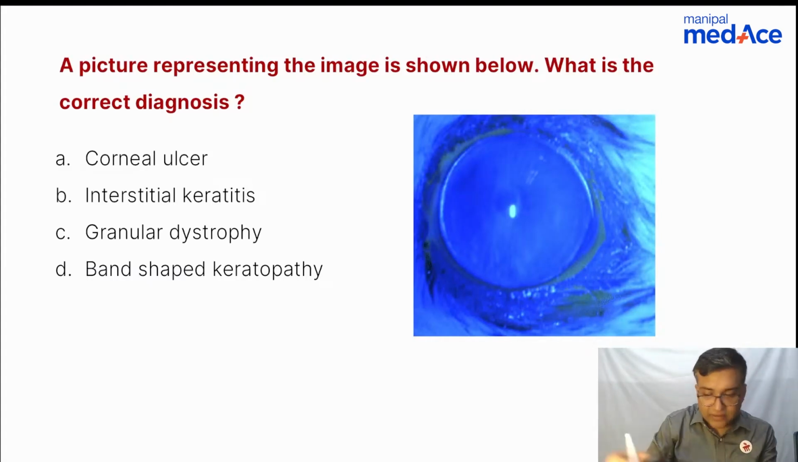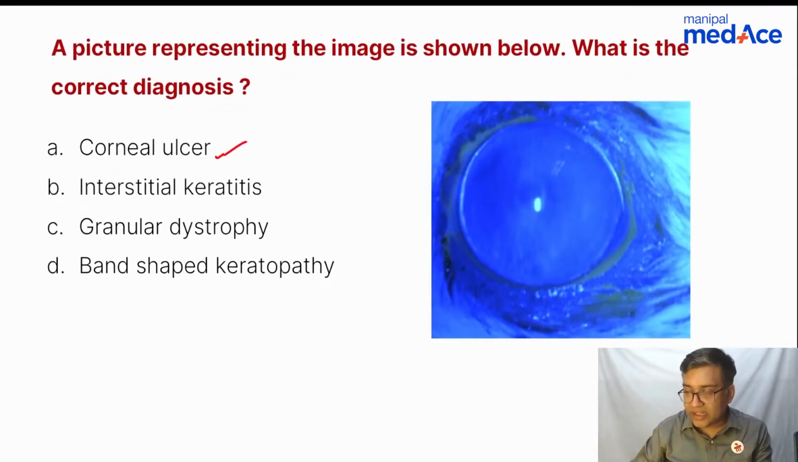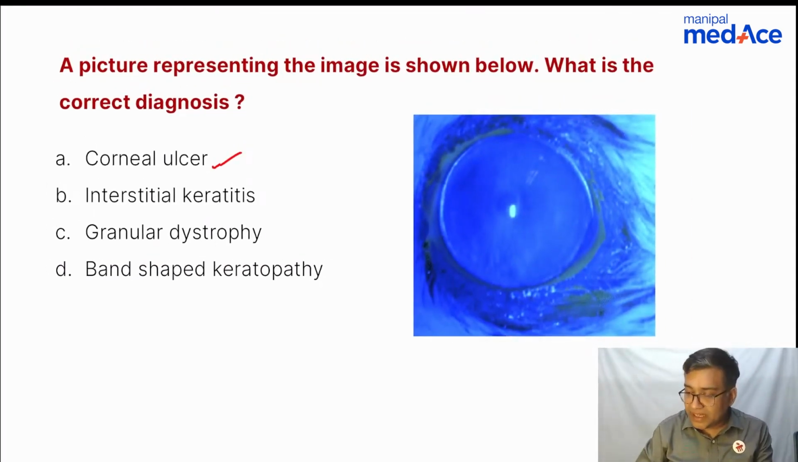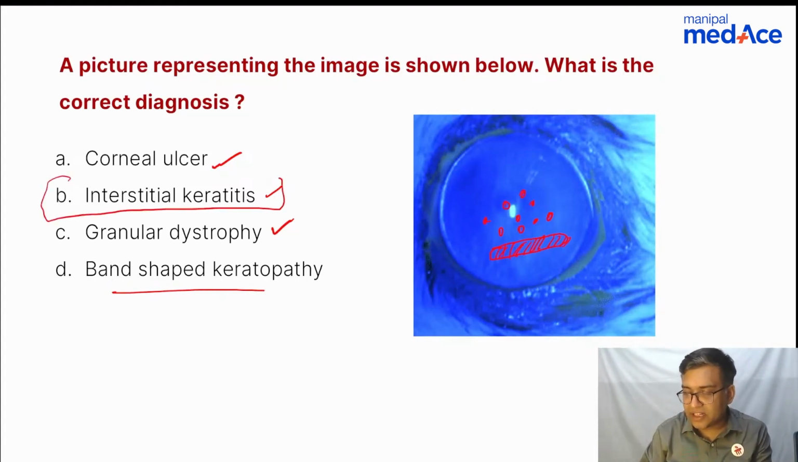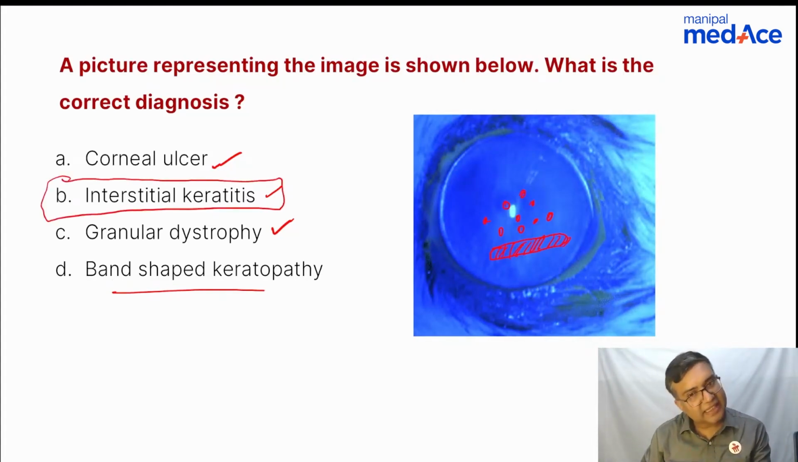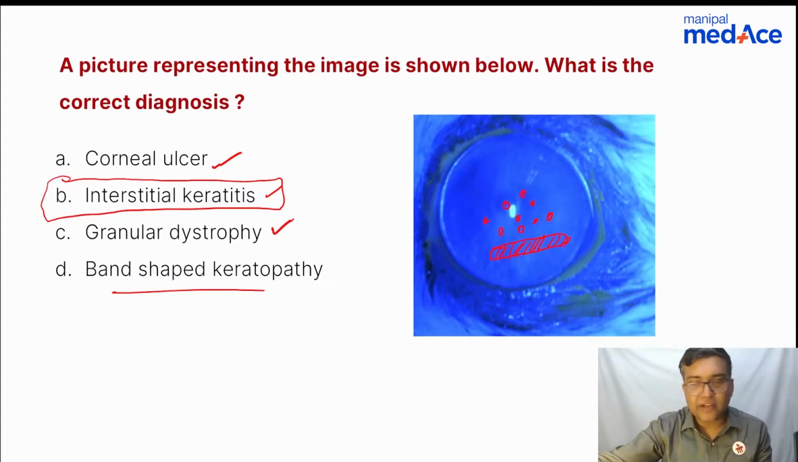Corneal ulcer, whenever you are seeing a corneal ulcer you would definitely get an epithelial defect. In interstitial keratitis you would not get any epithelial defect. In granular dystrophy also you would have some popcorn like opacities in the center, and in band shaped keratopathy you would also have opacity like this in the center. So definitely this patient is having interstitial keratitis. Okay, so the answer here would be B, that is interstitial keratitis.